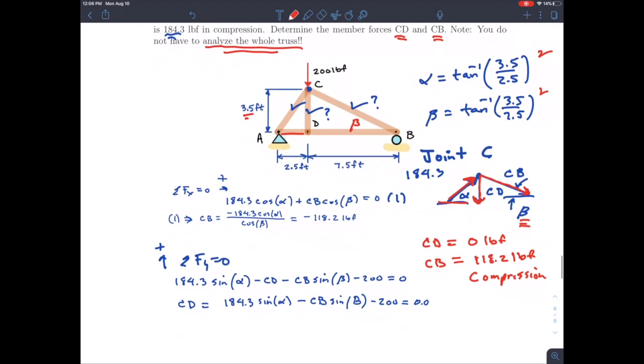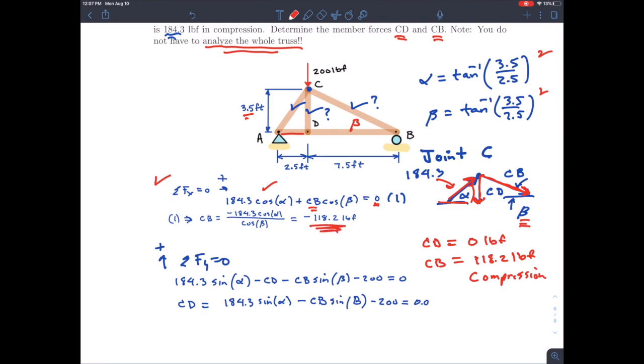If I take the sum of forces in the x direction equation, I can see that I have the 184.3 times cosine alpha. Project that down, I get the cosine. Plus I get CB, right? This is moving in the plus direction, plus is to the right. CB times the cosine of beta, and those are the only two things in the x direction. Let that equal 0. I know alpha, I know beta, I can solve for CB.